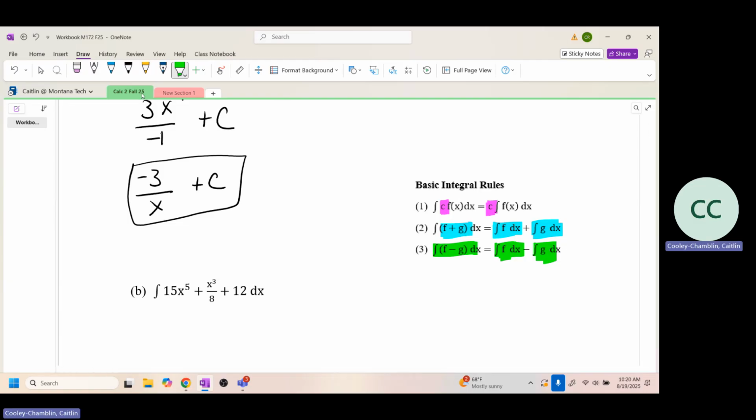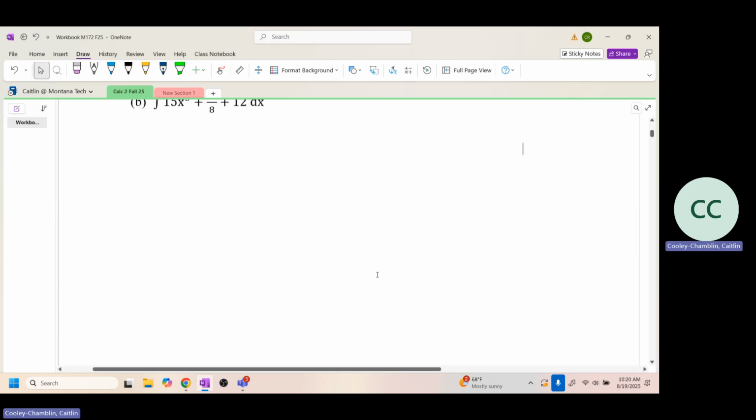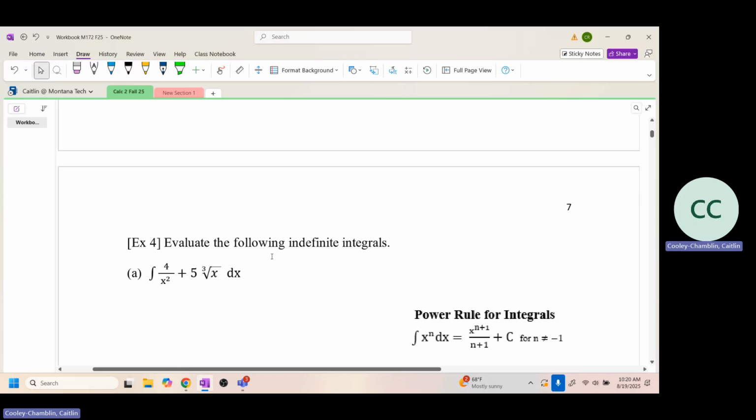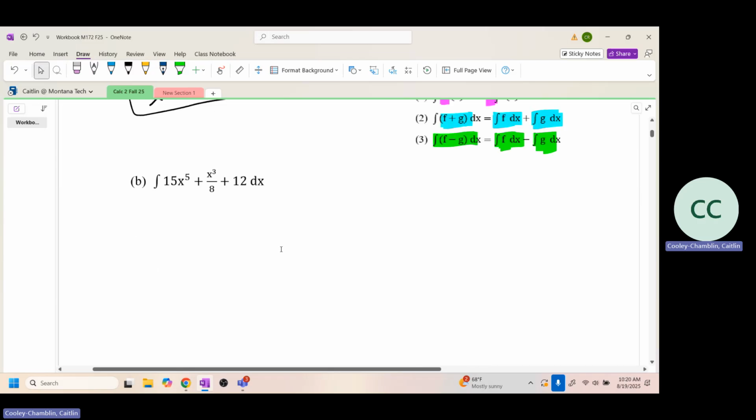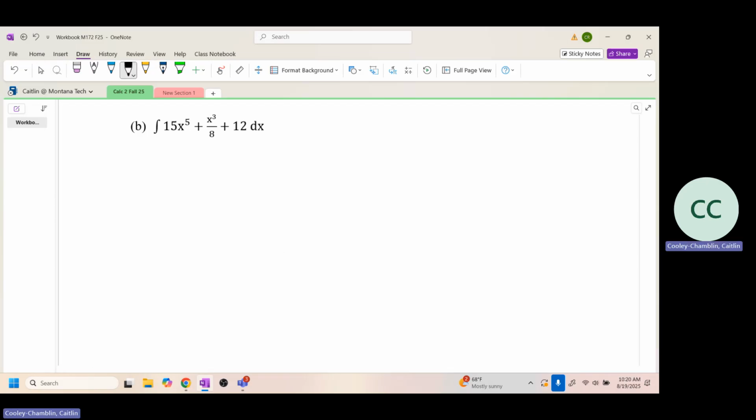All right, so let's do this example together. I'm going to use all of these rules, very much overusing them, and then I will have you work on the next one by yourselves. But then when I do it, I'm going to just use the more relaxed rules, which is perfectly okay on the exam. So if I was to overuse these rules, what we can do is notice that I have 15x to the 5th plus x cubed over 8 plus 12. I'm going to break those up into 3 different integrals.